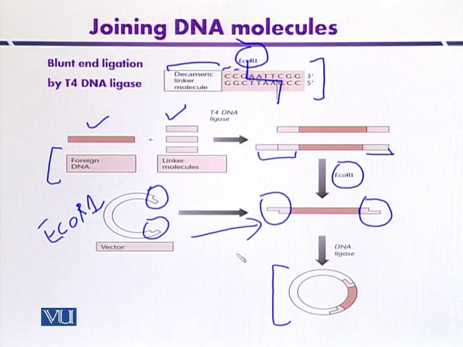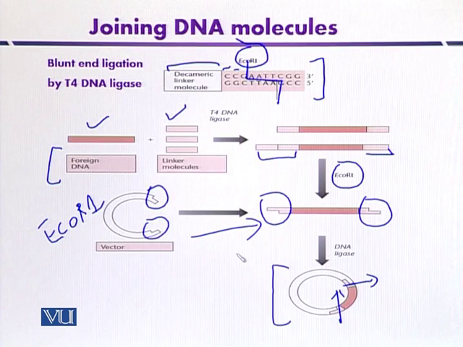One advantage of using a linker molecule is that when we transform it into a suitable host organism, it will replicate there, and sometimes if we want to isolate our gene of interest or the foreign DNA, because it contains a target site for EcoR1, it can be treated with the EcoR1 restriction enzyme, so this foreign DNA can be excised again.